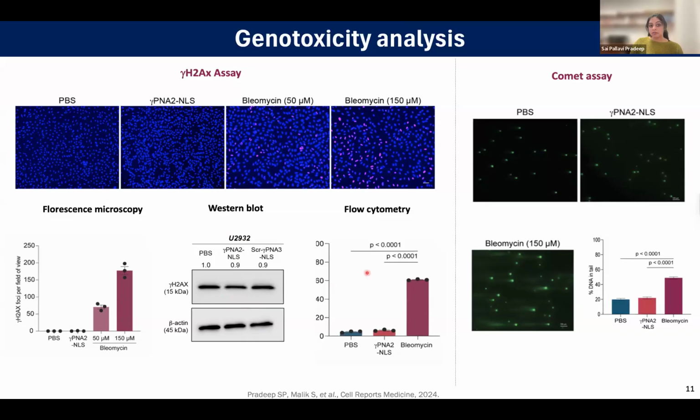And in addition to that, we used flow cytometry to just have a total count of the number of cells which would have the gamma H2AX foci, and we did not see any difference between PBS and PNA2. We also used the COMET assay, which is another sensitive assay to detect double-strand breaks, which can occur in the nucleus. And we did not observe any comet formation in PNA2 treated cells as well as PBS, but with bleomycin, you can see the formation of comets.